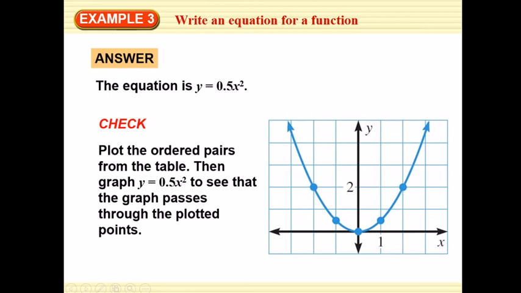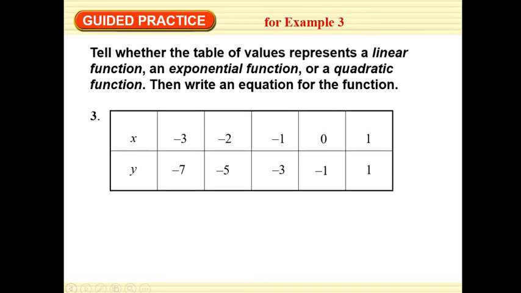All right, and then you can plot the ordered pairs, and then you can also overlay the graph using a graphing calculator, and you would see that all those points are on that graph. And you don't need a graphing calculator to do that. You can do that at desmos.com. So here's another guided practice for you. See if you can find what type of function it is, and if you can write an equation.